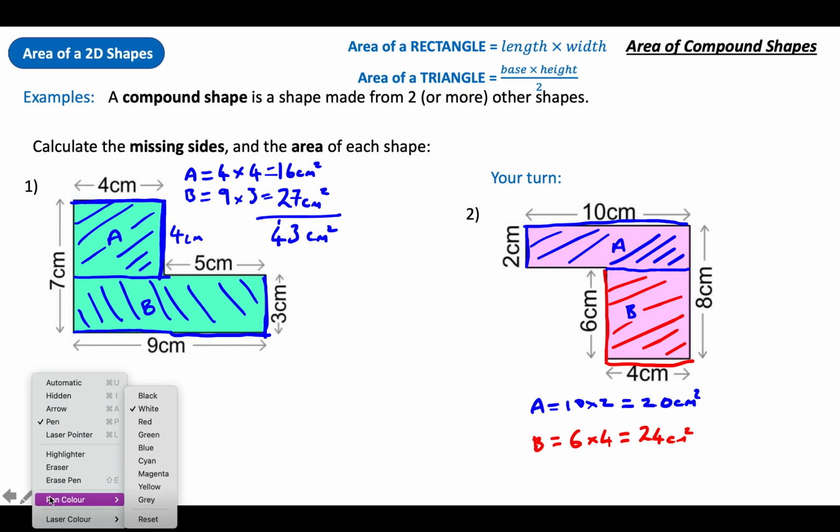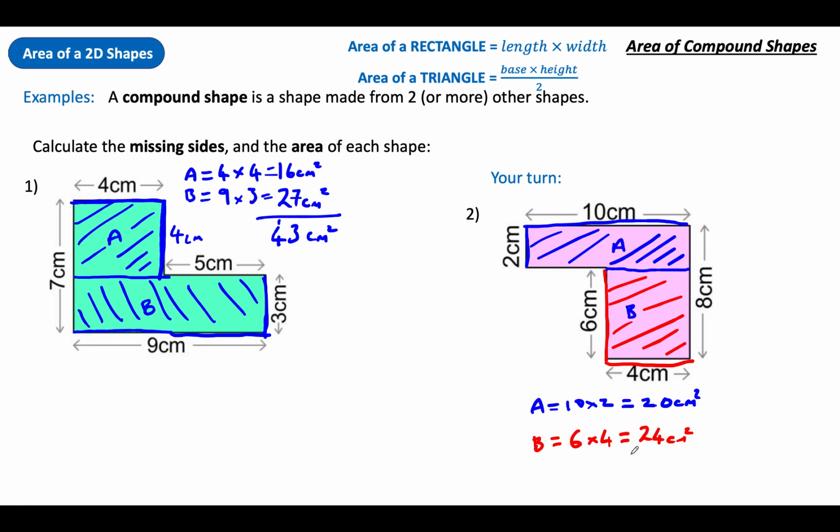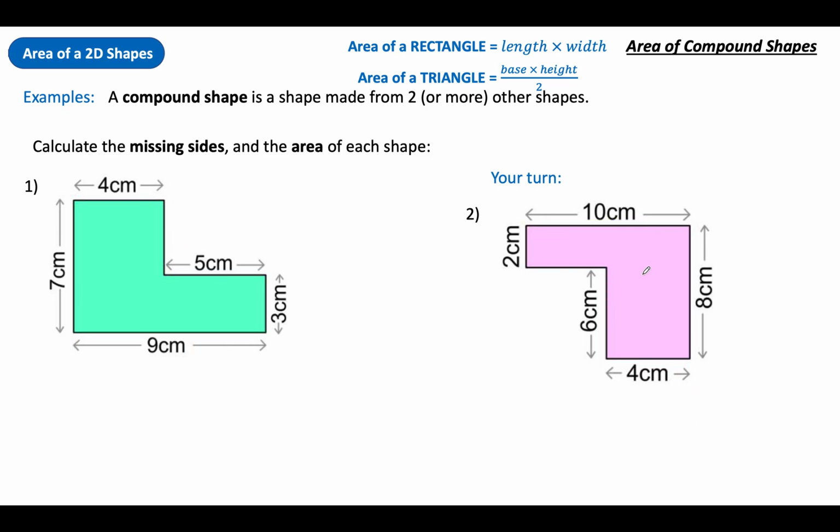I don't want to write in white, we'll never see it. Let's go for that. Right, so add those two together. 0 and 4 makes 4, 2 and 2 also makes 4, so 44 centimeters squared for the whole shape.